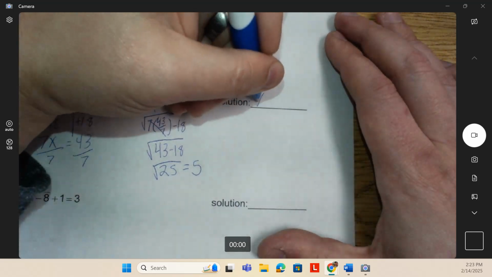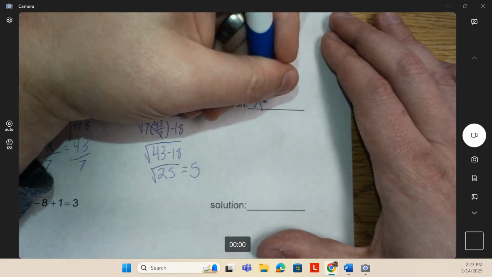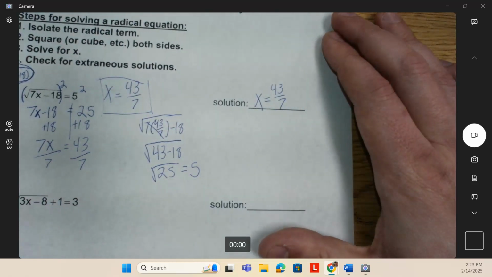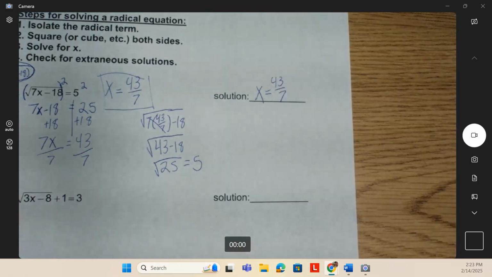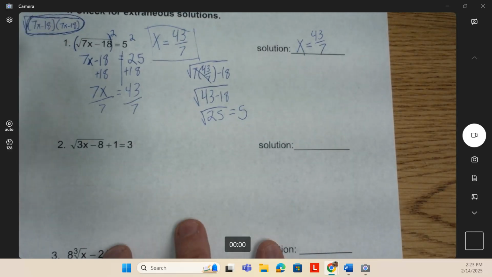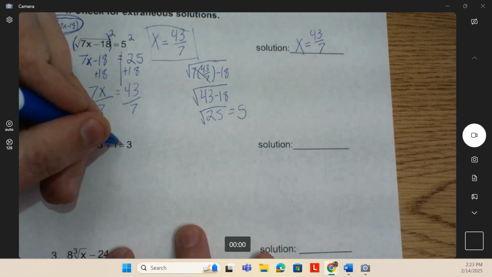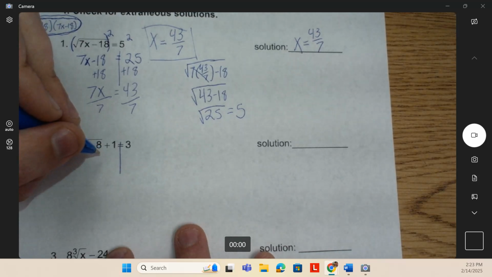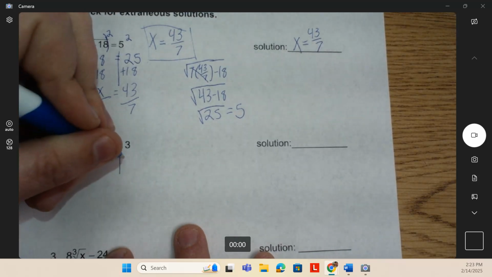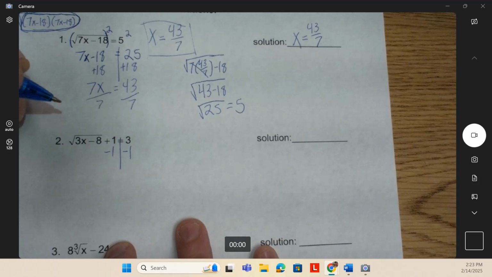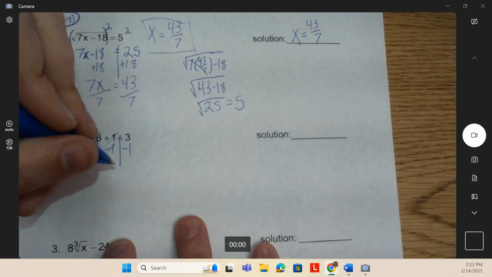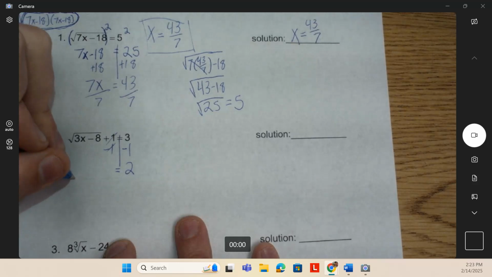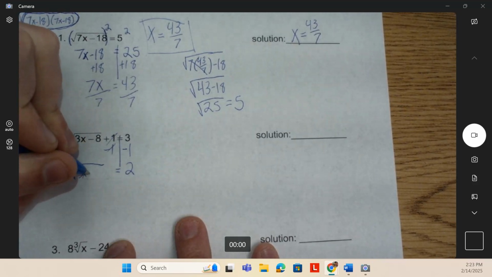And so I'm only going to box it and put it in as a solution after I've checked it to make sure that it works out like it's supposed to. Okay, as we go on from there, this adds an extra step of needing to take away this 1 from the left side before I square both sides. So I'll just subtract 1. Those cancel out. Gets me a 2 on this side, which is equal to the square root of 3x minus 8.